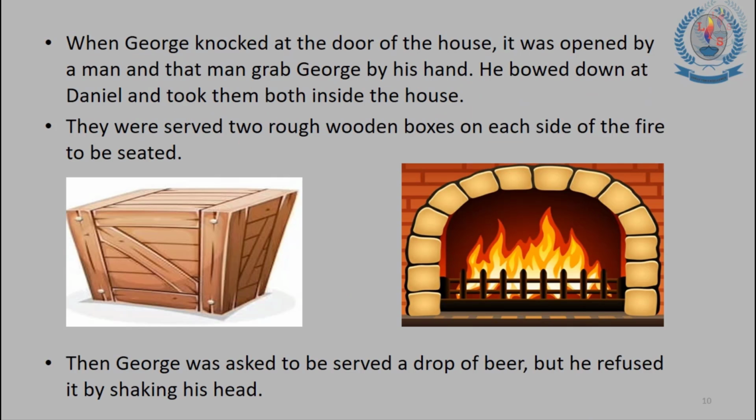Anyway, George knocked at the door and who opened the door? The door was opened by a man. And what did he do? He grabbed George's hand and bowed down to Daniel. Then he took both of them inside the house. Instead of offering chairs, what did he do? He gave some rough wooden boxes for George and Daniel to sit on. Furthermore, he gave some beer to George, but he refused to drink that beer.